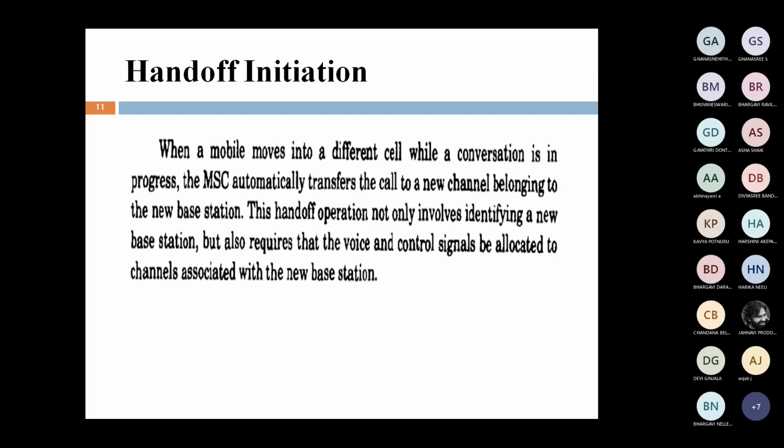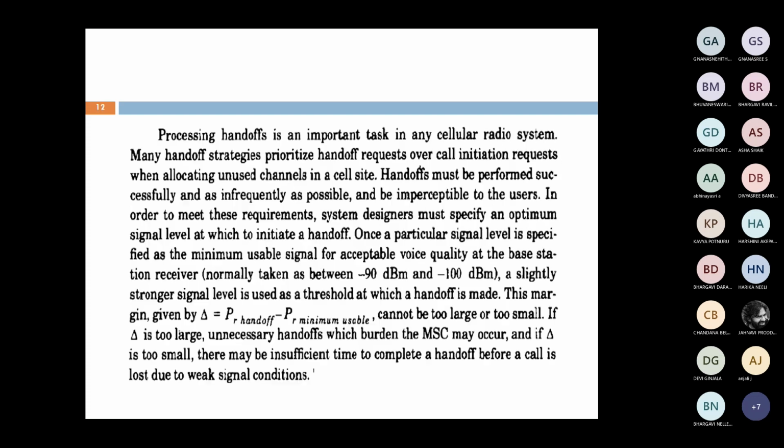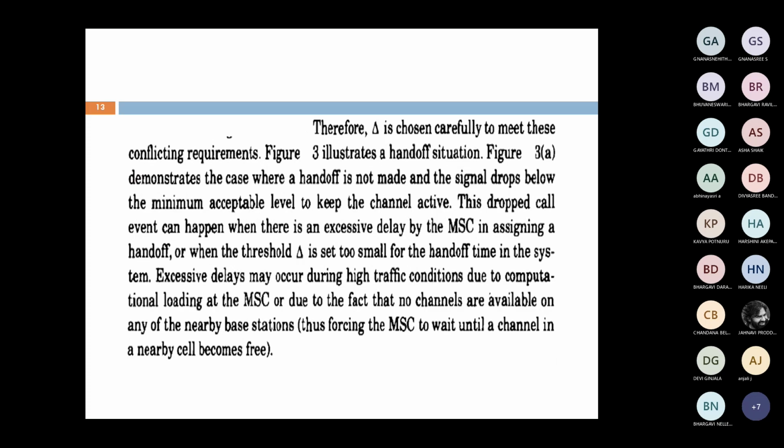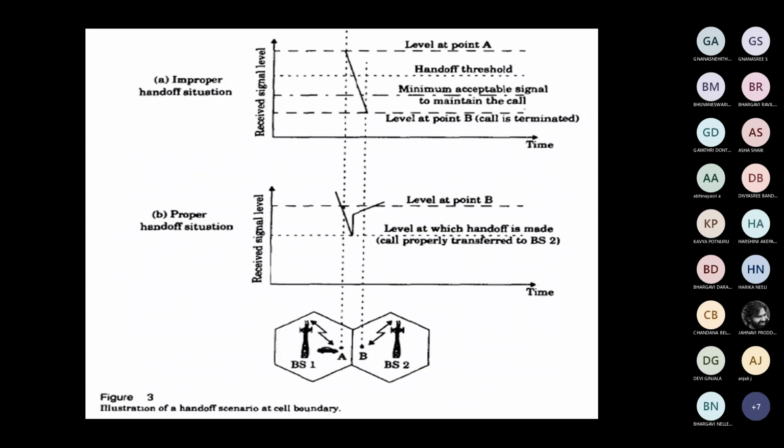Whenever the mobile unit moves from one base station to another base station, it automatically changes the voice channels and setup channels. For this purpose, I am taking the figure to explain all this concept. See this one. I am taking two base stations, base station 1 and base station 2, and two points, point A and point B. Point A belongs to base station 1, point B belongs to base station 2.